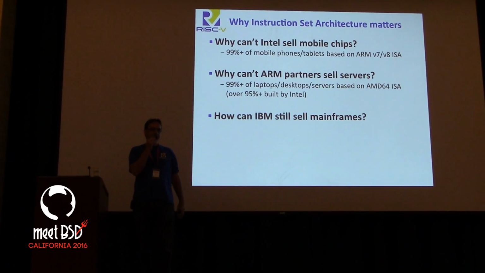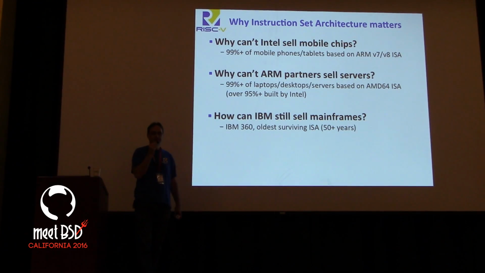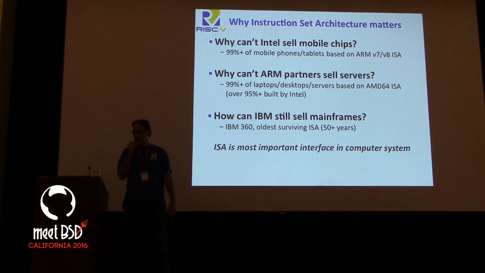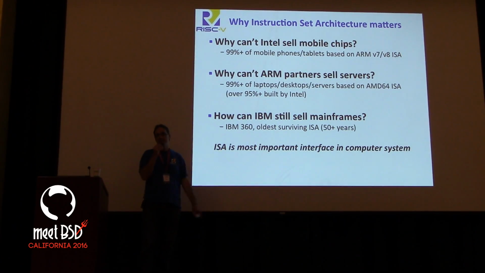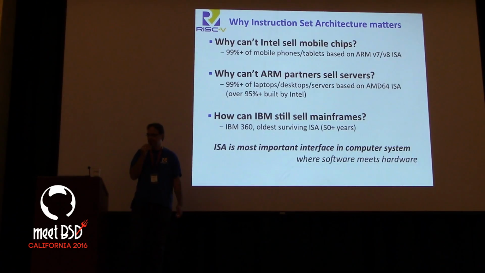How can IBM still sell mainframes? Right, so the IBM 360 ISA is the oldest surviving ISA. It's over 50 years old now. And the reason is because of software, right? You develop all this software for a given instruction set, and it's really hard to move it to a different one. So the ISA is really the most important interface in a computer system, because it's where hardware meets software, right?